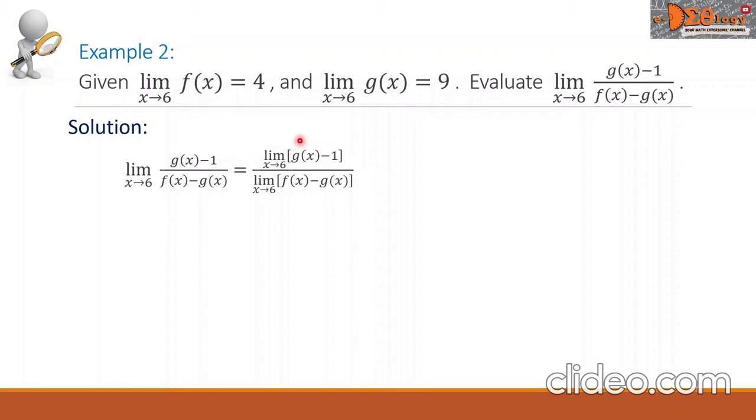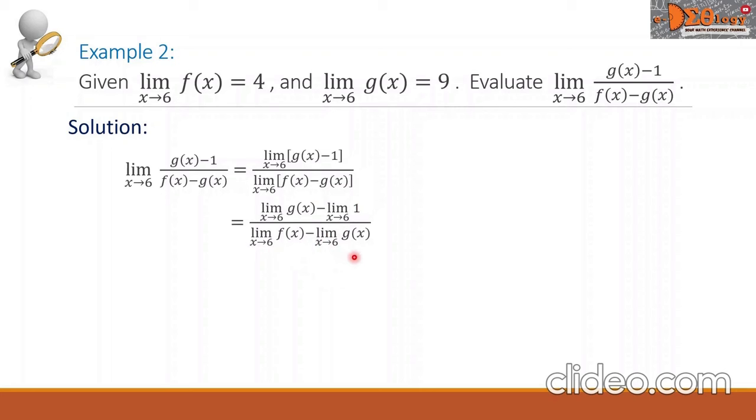The limit of the function g of x minus 1 as x approaches 6 all over the limit of the function f of x minus g of x as x approaches 6. From here, let us show that we're going to take the limit of each of the terms in the numerator, also in the denominator. So we have the limit of g of x as x approaches 6 minus the limit of 1 as x approaches 6 all over the limit of f of x as x approaches 6 minus the limit of g of x as x approaches 6.